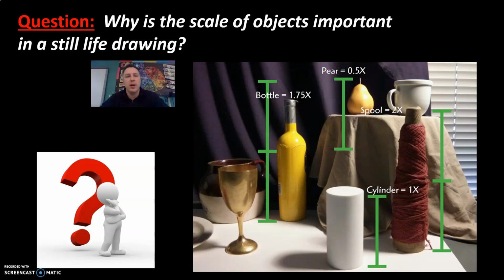So you should always be comparing the two objects, just like the definition of scale details, and you want to do that so that your objects can relate to be the objects they're supposed to be. So the essential answer to the question is that you want the objects to look like the objects they're supposed to be. So that's why scale is very important in a still life drawing.